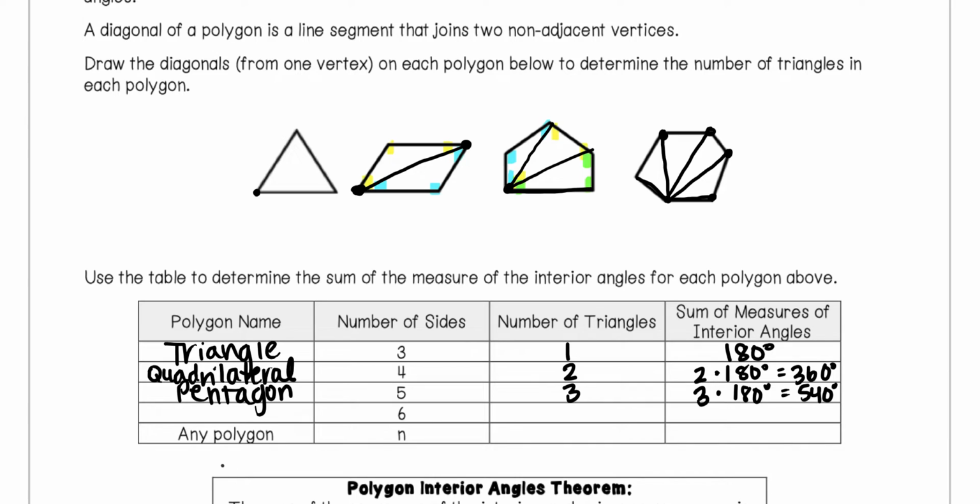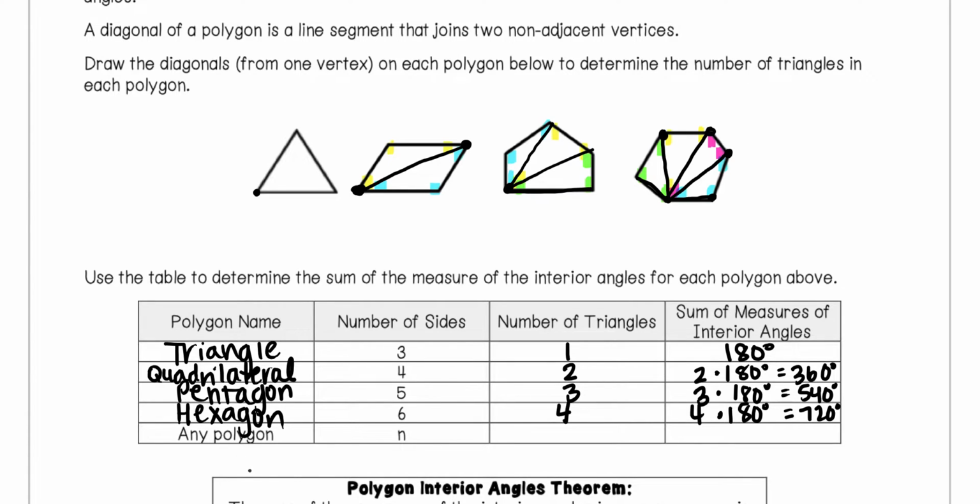For the hexagon, we can do the same thing. Our hexagon has 6 sides. We saw that there were 1, 2, 3, 4 triangles created. And because of that, same idea, there are 4 sets of 180 inside of this hexagon, making up all of these interior angles of the hexagon. So in order to get the sum of our interior angles of the hexagon, we will take 180 times 4 because there were 4 triangles inside of the hexagon. And that means that there is a total of 720 degrees inside of a hexagon. So that was how we could figure it out.